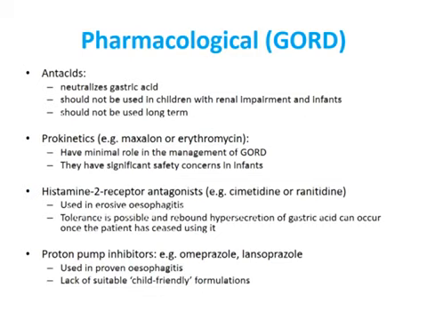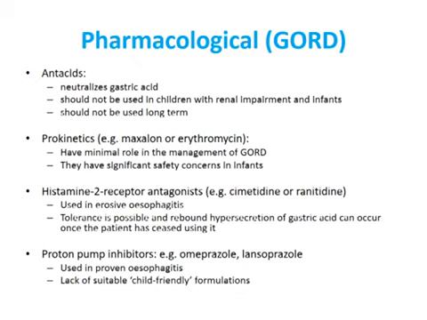There are also pharmacological things that a person can try if there's reflux disease. If there are no complications, we do not go this route. You can try antacids. It neutralizes the gastric acid, but we don't use these long term. Prokinetics such as Maxolon and erythromycin are not advocated for patients. They have too many side effects. There are a lot of safety concerns for infants, so we do not recommend it.